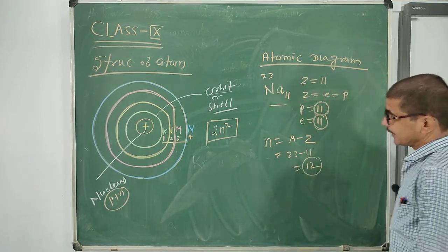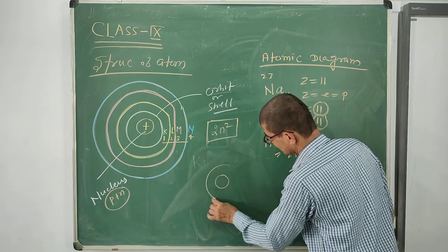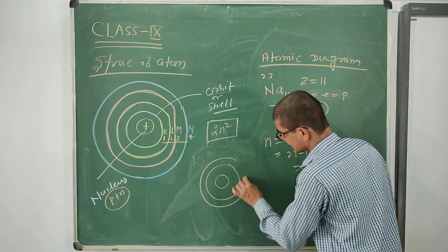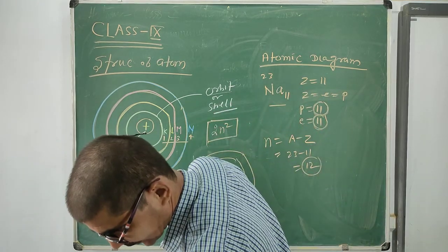Now, next, the atomic diagram. This is the atomic diagram: proton, nucleus, first orbit, second orbit, and third orbit.